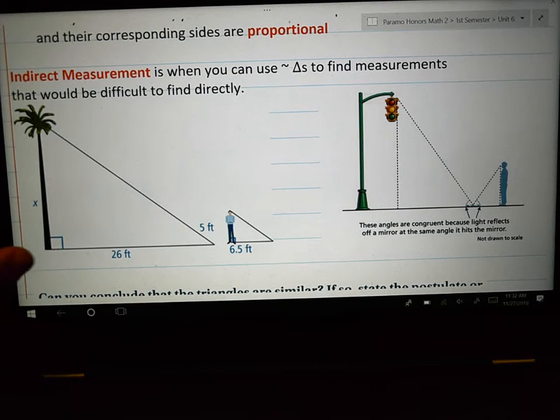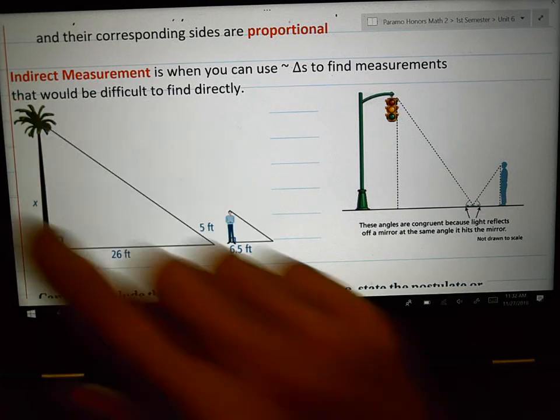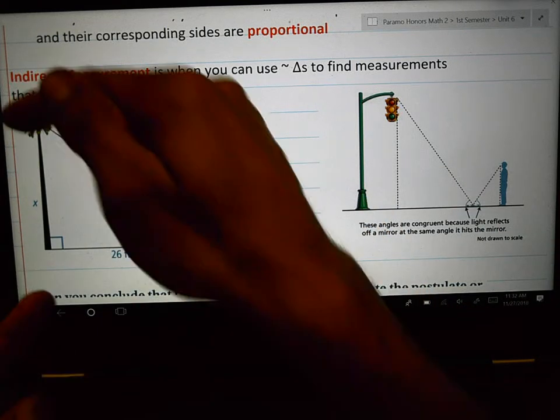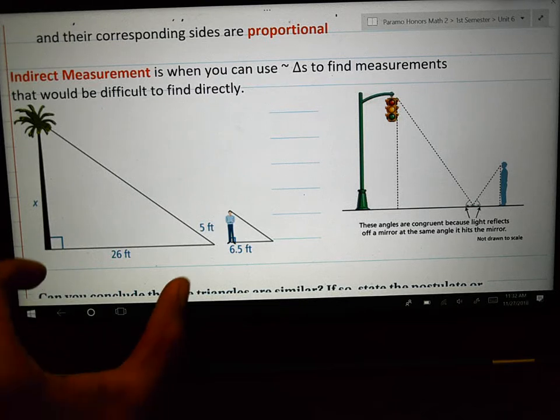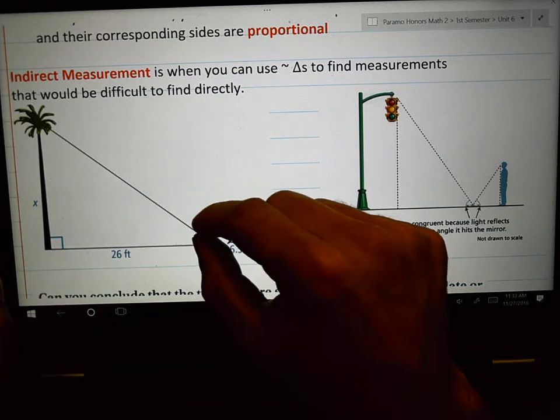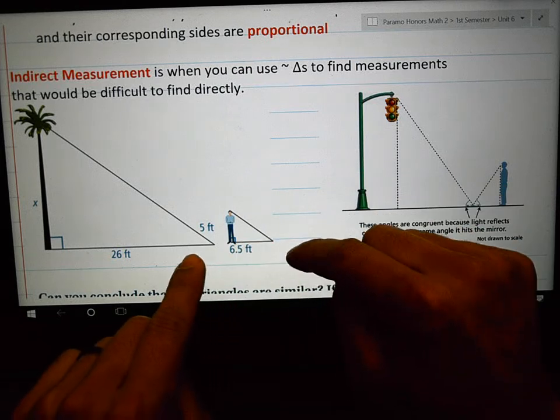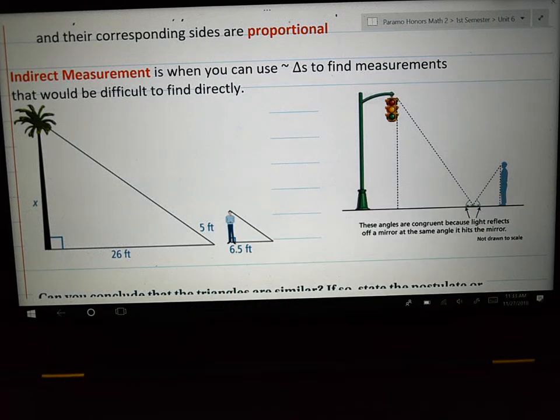Meaning, it would be really hard to figure out how tall this palm tree is, because holding a measuring tape up there is not the easiest thing to do unless you're a really good climber. Okay? But you could use similar triangles to measure how tall a tree is by measuring its shadow on the ground if you know your own shadow's length and your own height. Think about it.